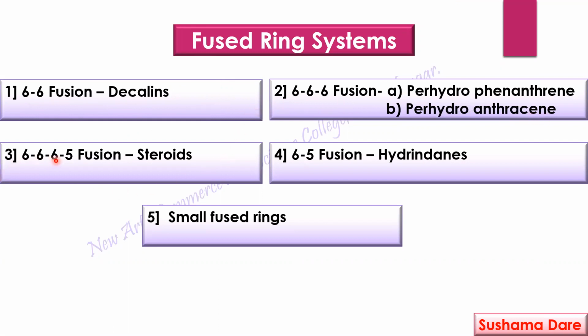Then 6-6-6-5 fusion. This fusion is observed in steroidal system. The next one is 6-5 fusion, that is hydrindane system. And the fifth point is small fused rings. In this video, I'm going to share with you 6-6 fusion, that is Decalin system.